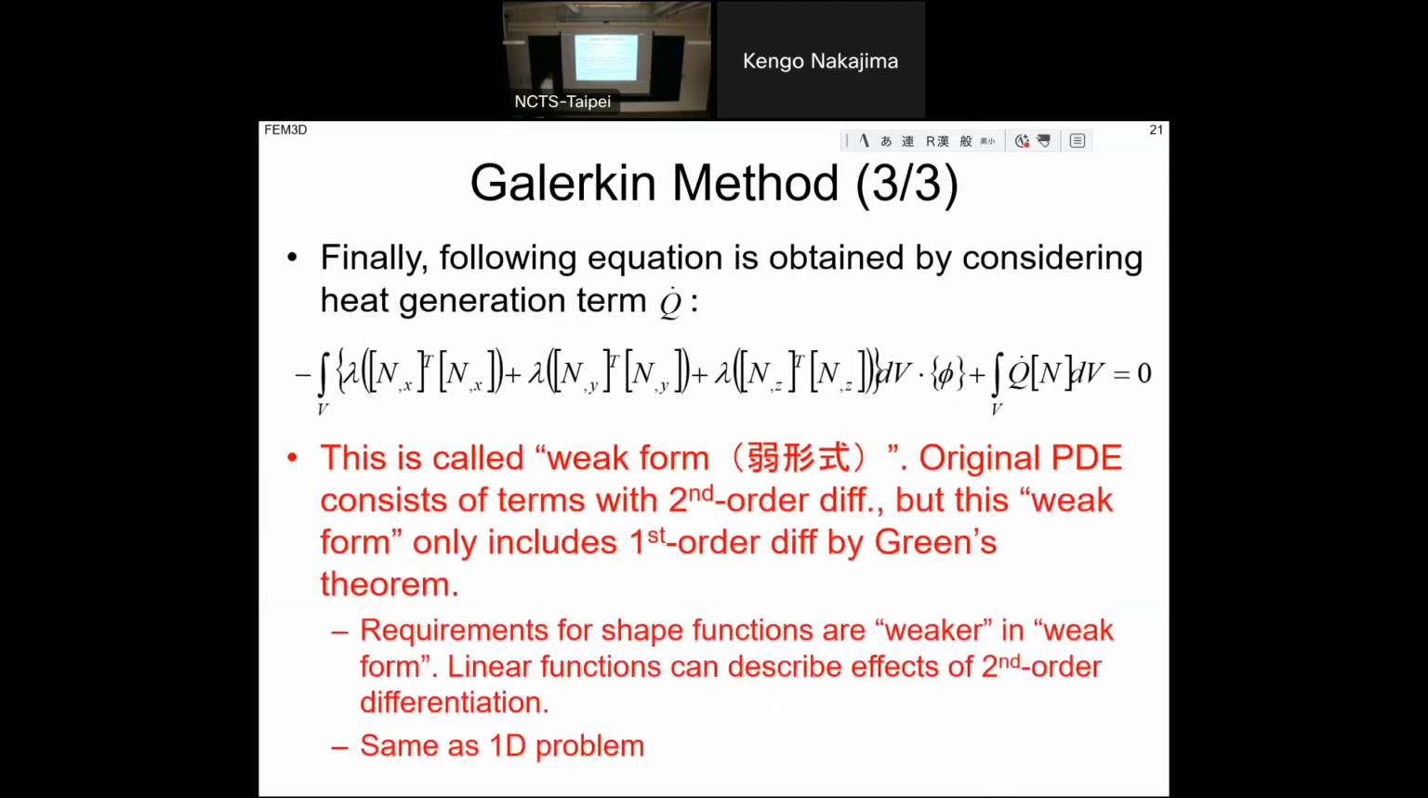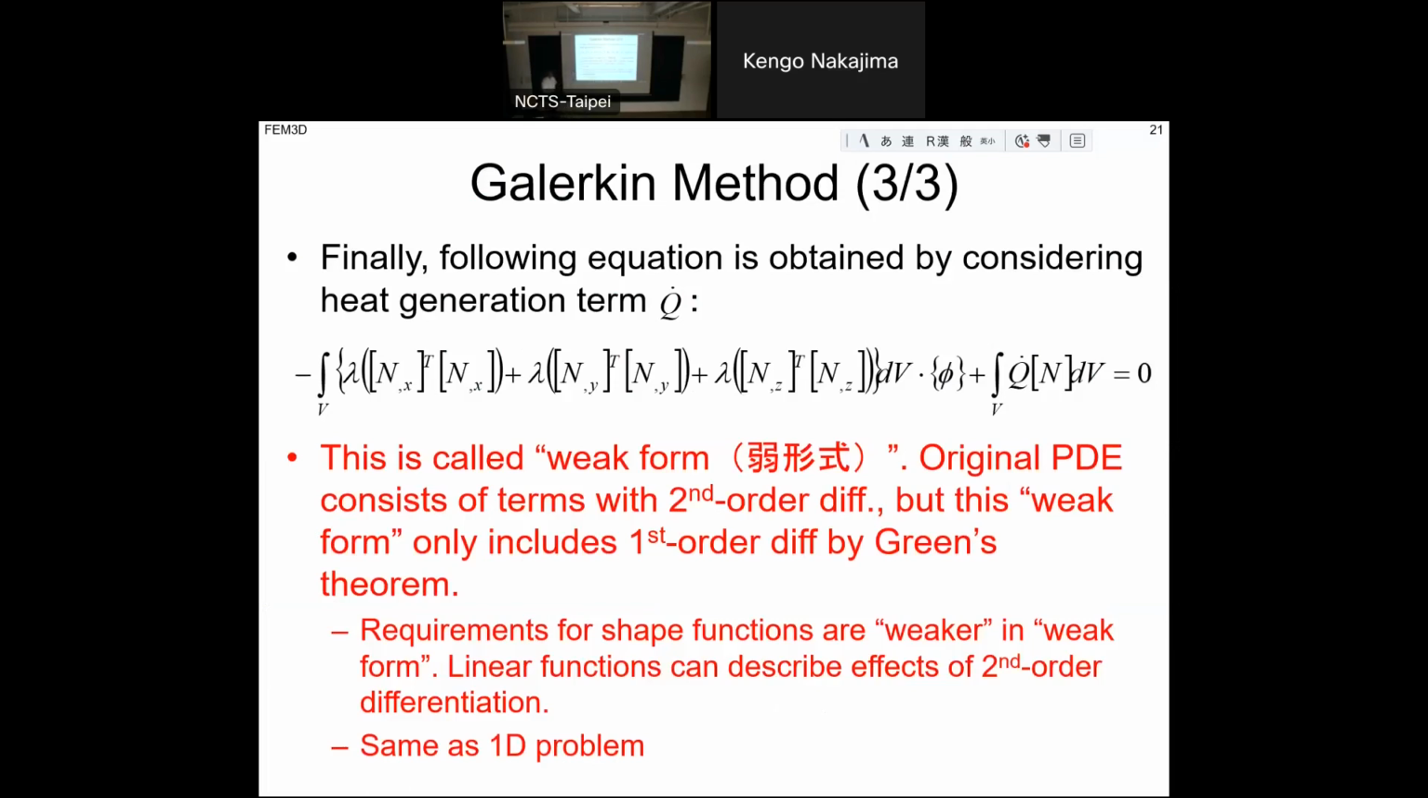Okay, so finally, this is the weak form for the 3D case. You can see we are multiplying the first order differentiation by x, y, and z of the shape function, and it's transposed. And this part corresponds to the heat generation. In this case, we just multiply N and provide the integrations.